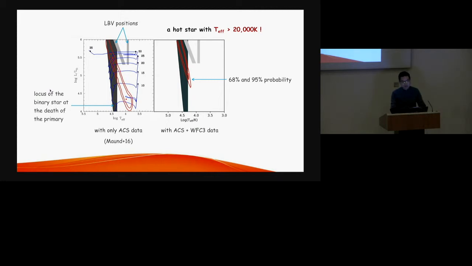So if this star is not hot enough, it will not be blue enough, and it will not be detectable in the UV filter. So it has to be very hot. Also, these shaded regions show the typical regions of luminous blue variables, and our fitting result doesn't overlap with these two regions. So that means this binary companion is just a normal supergiant.